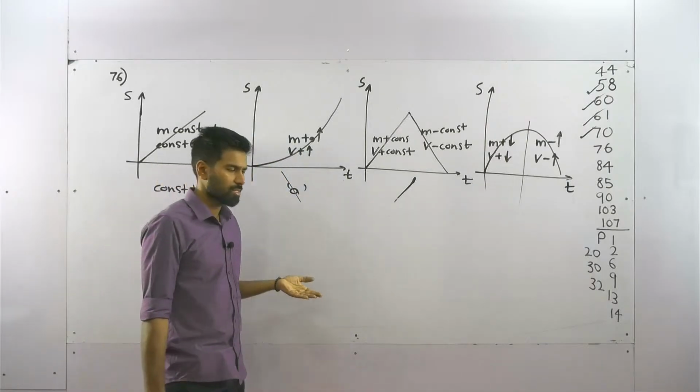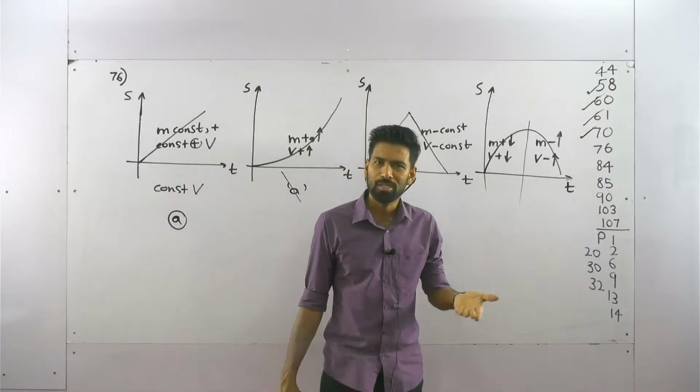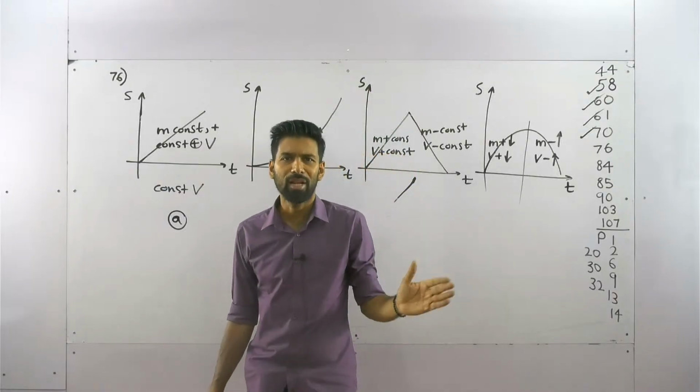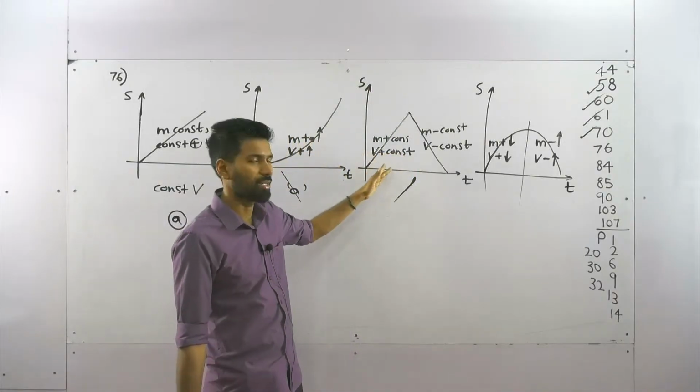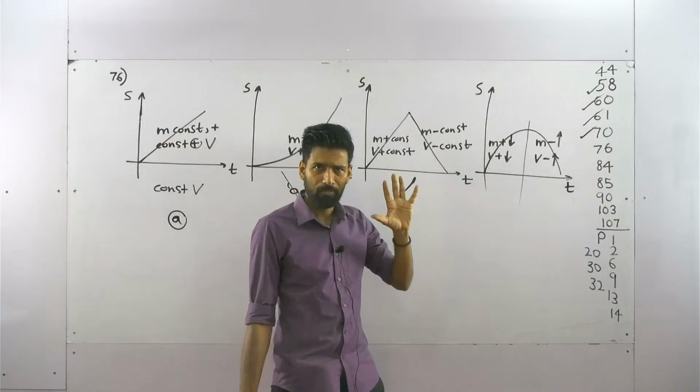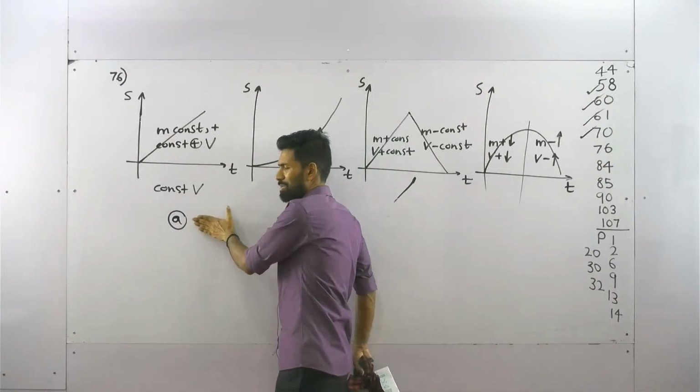Okay, the first answer: the object has a constant velocity in a certain direction. It's not changing, and the direction is also not changed, like in the third one. So it's a pure uniform motion. I'm selecting it as the answer.